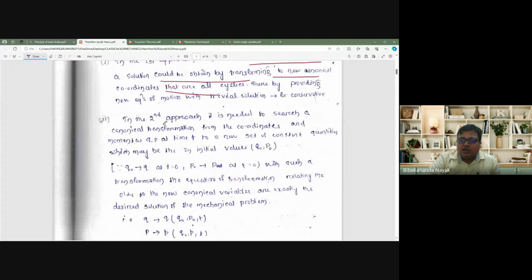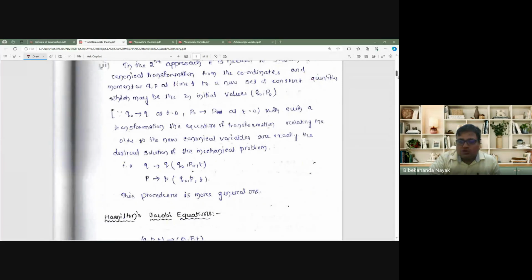Another thing, in the second approach, is to search for a canonical transformation from our old coordinates to a new set of coordinates which are all constants. We have some initial values. Constant means the initial value is given. At t equal to t0, the value q equal to q0 is called the initial value. So we can transform all coordinates to constant coordinates. Then we can easily get the equation of motion.